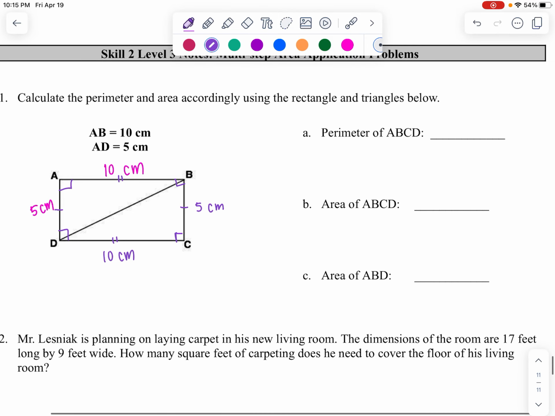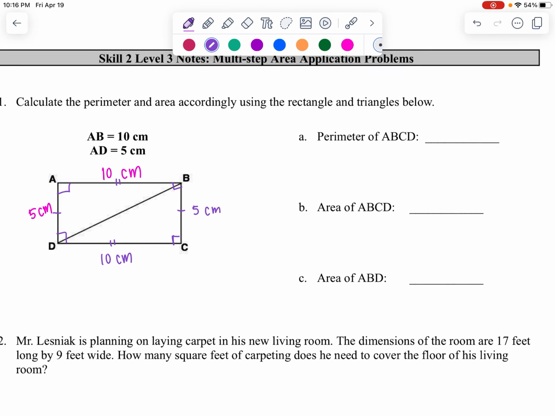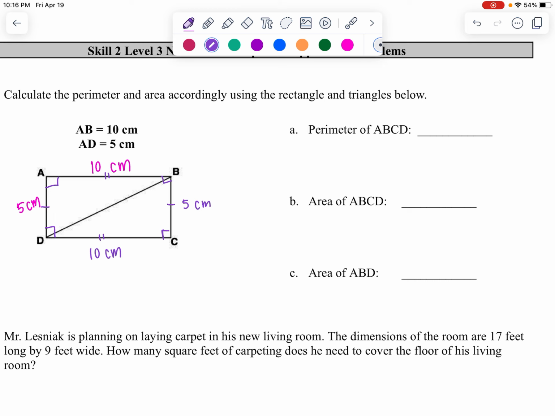So part A says to find the perimeter of ABCD. That is just finding the perimeter of our rectangle. So again, perimeter, we're just adding up all our sides. So I have 10 plus 5 plus 10 plus 5. That's going to give me 30, and our unit is centimeters. And we're done.